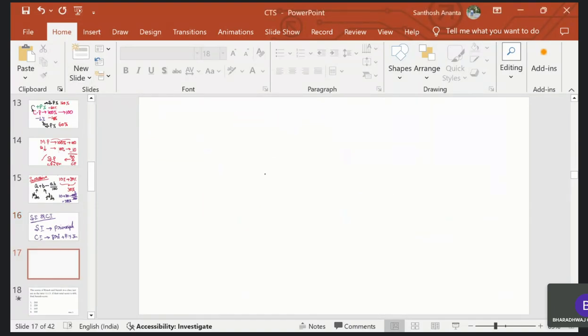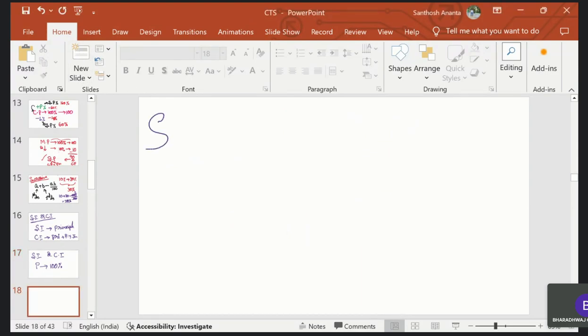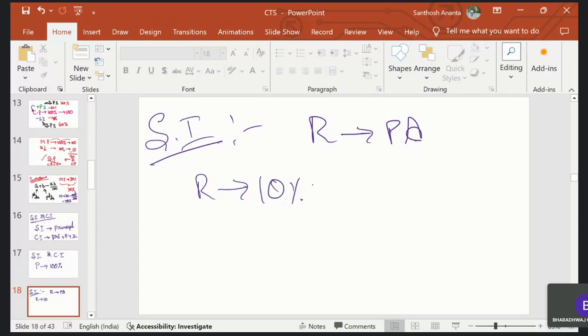Either it may be simple interest or compound interest, whatever the type of interest it may be, principal will always be 100%. Now coming to simple interest, the rate of interest will always be per annum, for 1 year. For example, let us say that the rate of interest is 10% per annum.